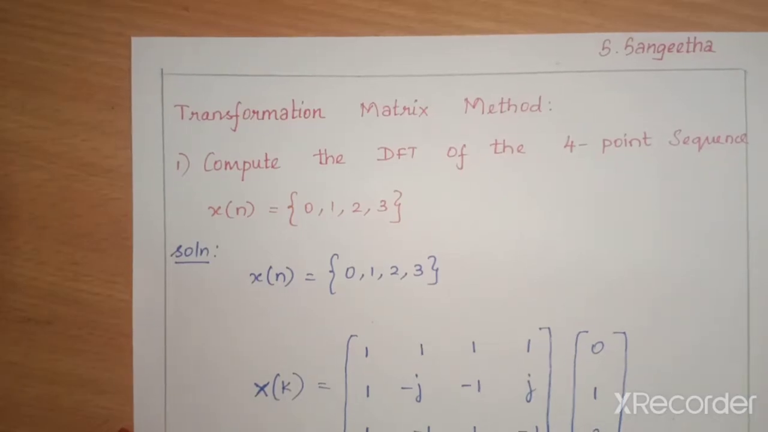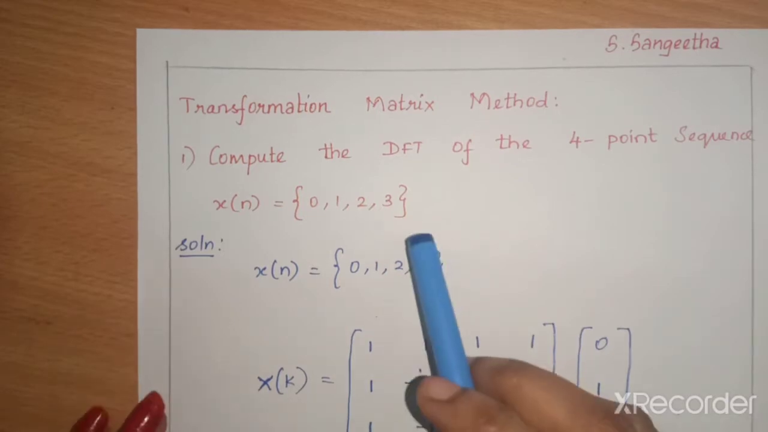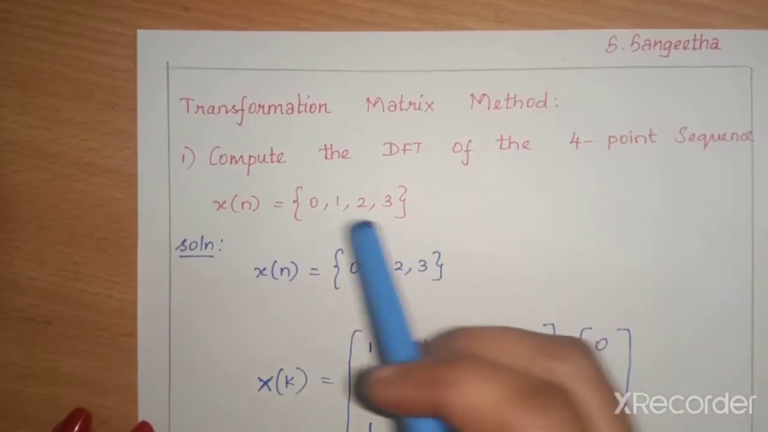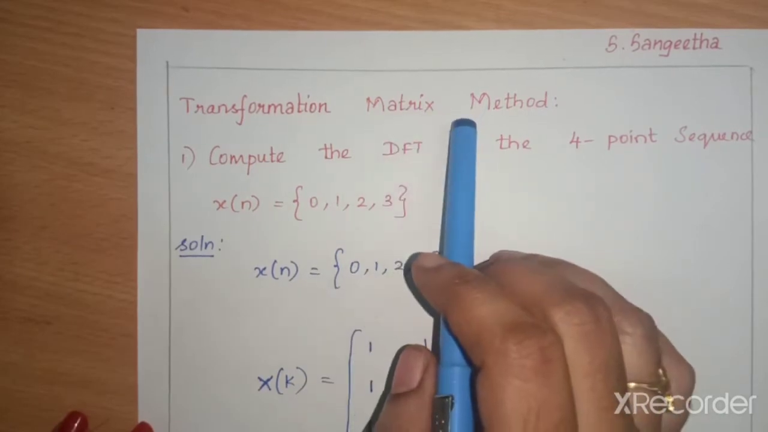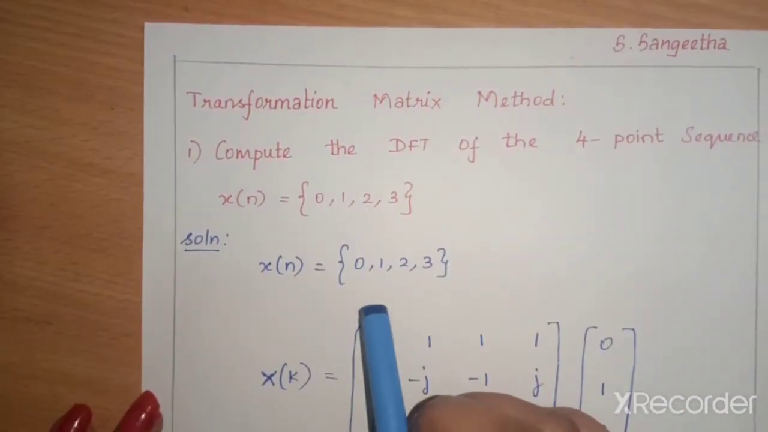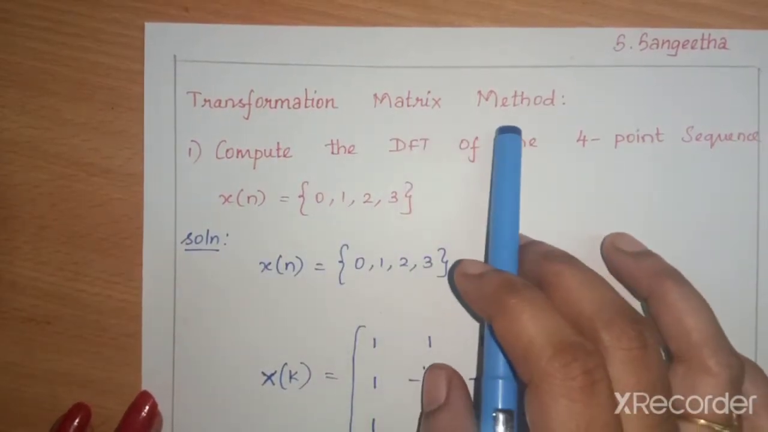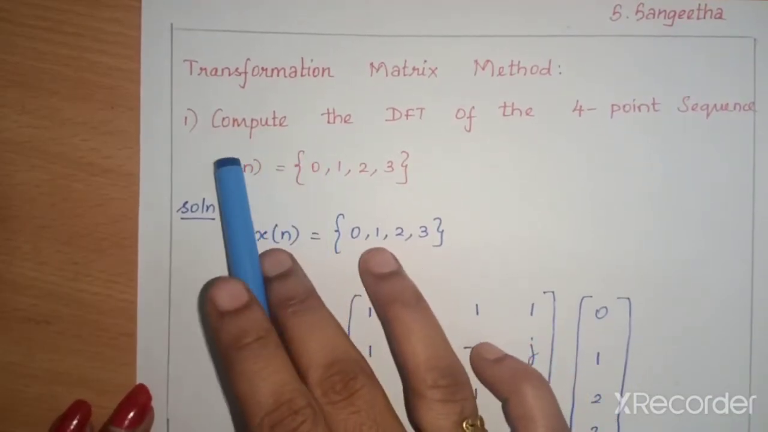Good morning all. In the previous class we discussed the computation of DFT using the direct method. Today we are going to learn another method, that is the transformation matrix method. You have to learn how to compute the DFT by using the transformation matrix method. I can explain with an example.